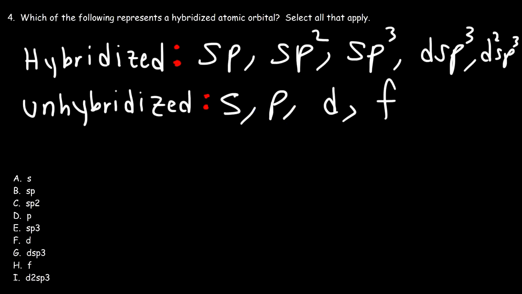So hopefully this video helped you to see the difference between a hybridized atomic orbital and an unhybridized atomic orbital. But that's all I got.